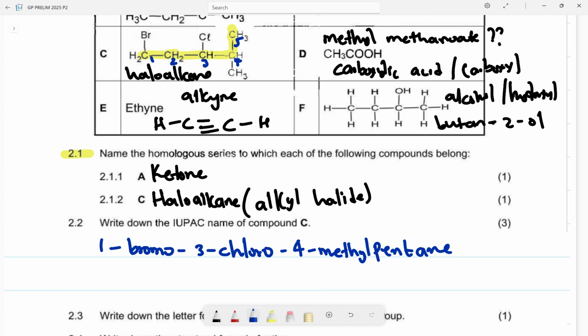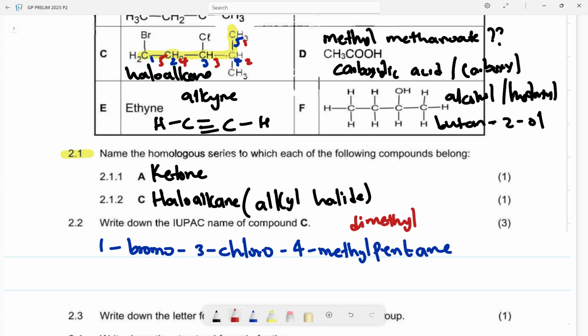Okay, I can say 1 bromo 3 chloro 4 methyl pentane. Or if someone starts naming from here, it is 1, 2, 3, 4, 5. I want you to see something. When you do that, remember, alphabetical order is very important. B comes before C and C comes before M. It's very, very important.